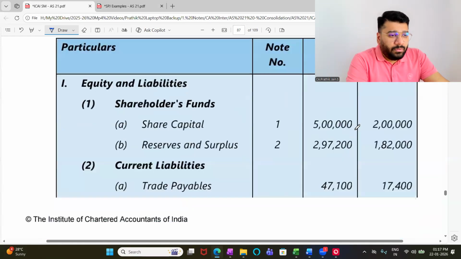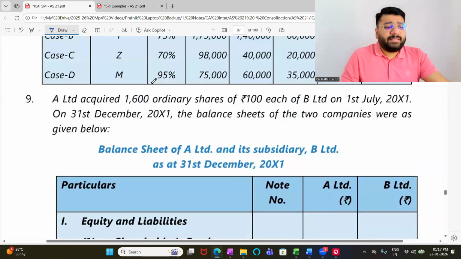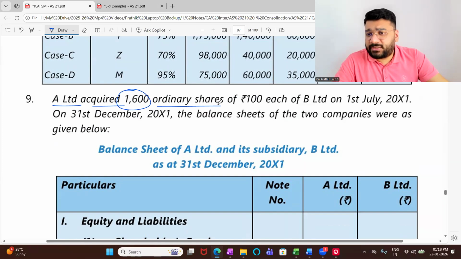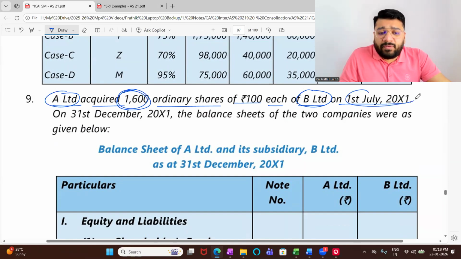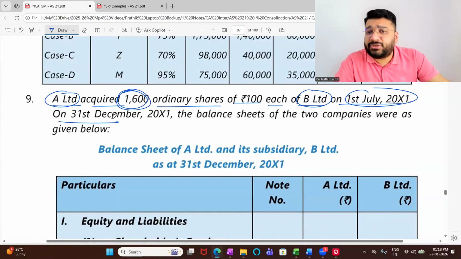Yes. Okay. Ninth question. It says that A Limited acquired 1,600 ordinary shares. What is the meaning of ordinary shares? Equity shares. Equity share's another name is ordinary shares, of rupees 100 each of B Limited on 1st July 2001. A is the holding company, B is the subsidiary company. 1,600 shares acquired on 1 July 2001. On 31st December 2001, the balance sheets of the two companies are given as follows. So the calendar year is the financial year, January to December.